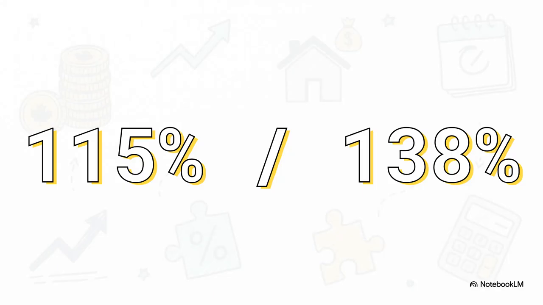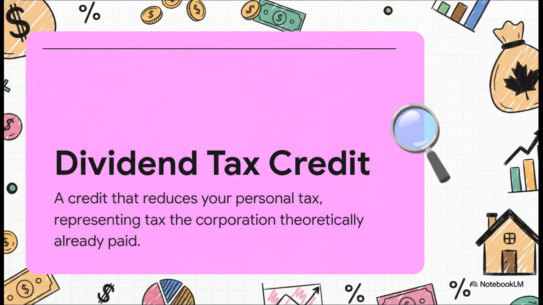Part one of this solution is called the gross up, and honestly, it's a bit of a head scratcher at first. You actually have to report more income on your tax return than the cash that landed in your bank account. Depending on the company, you'll report either 115% or 138% of the dividend. And you might be asking, why? Well, the idea is that this grossed up amount gets you back to what the company earned before it paid its own taxes. But part two is where you get the payback.